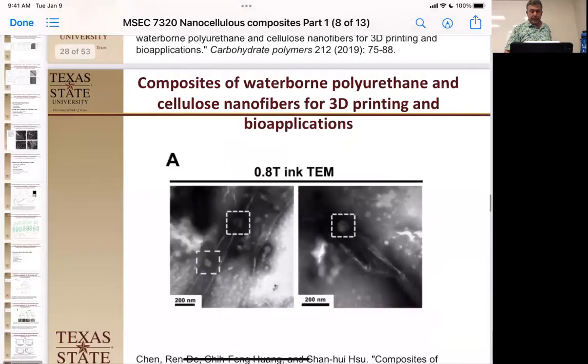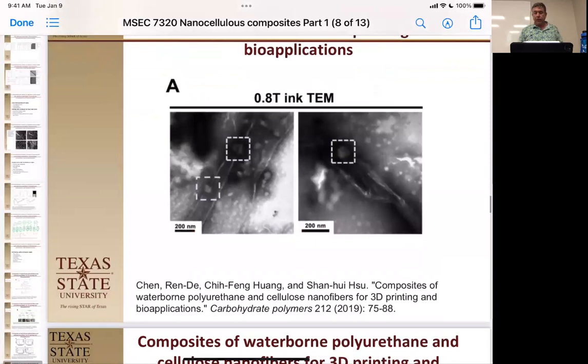So then they went ahead and looked at seeing if they were still well dispersed. And after drying, they still had little teeny pieces all over the place. And so they said that they had still good dispersion of their material in this ink.